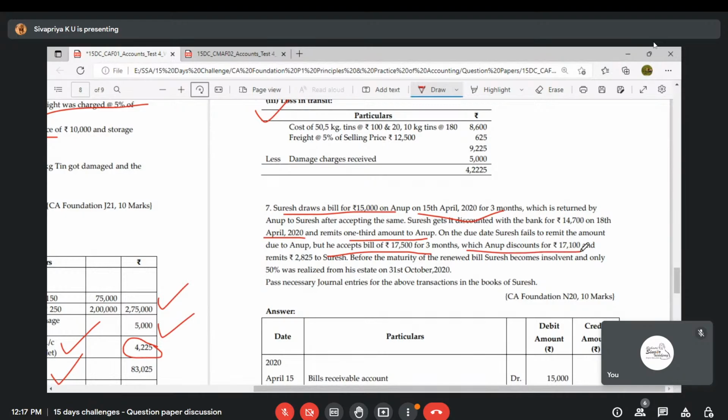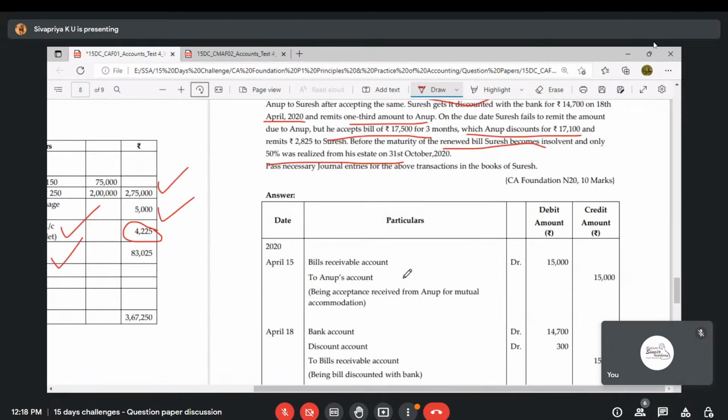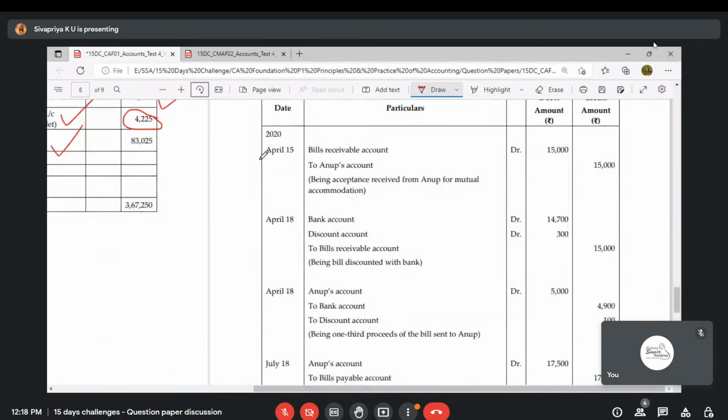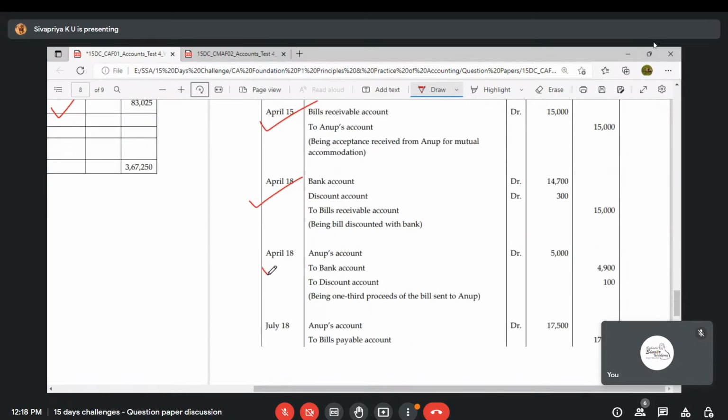So அதனால இவரு ஒரு bill கொடுக்குறாரு. Anup வந்து இன்னொரு bill accept பண்ணிக்கிறாரு. So before maturity, Suresh become insolvent and only 50% were realized. So இதுக்கான journal entries. Okay. So first entry acceptance க்கு அடுத்தது அவர் pay பண்றதுக்கு. Again Anup வந்து ஒரு bill accept பண்றாரு and then அவருக்கு payment பண்றதுக்கான entry.